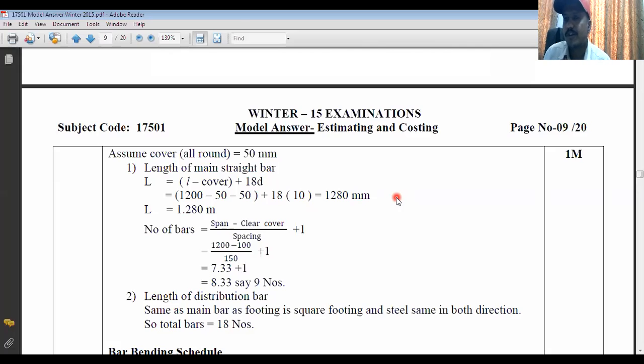You also have to remember the formula for number of bars, that is span minus clear cover divided by the spacing plus 1. This is again the standard formula. There is no change. Just put the values and get the answer for all the structural elements, whether slab, beam, or column. You can prepare any type of BBS for any type of structural element. Just remember these 3 standard formulas and it will be very easy for you to prepare the BBS.